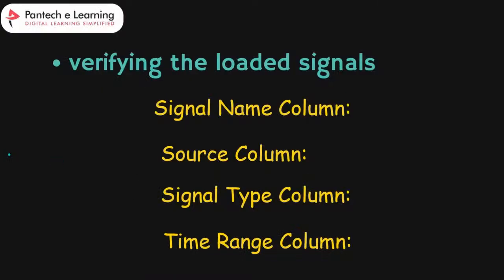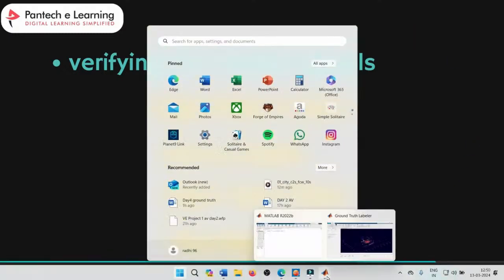And the next one is the source column. What is the source column? It should display the full file path to the signal data sources. Then the signal type column. For the video, the type should be the image format, and for the point cloud sequence, the type should be point cloud. And then the time range column. It should display the duration of the signals based on the timestamp data only. I will show you that also.